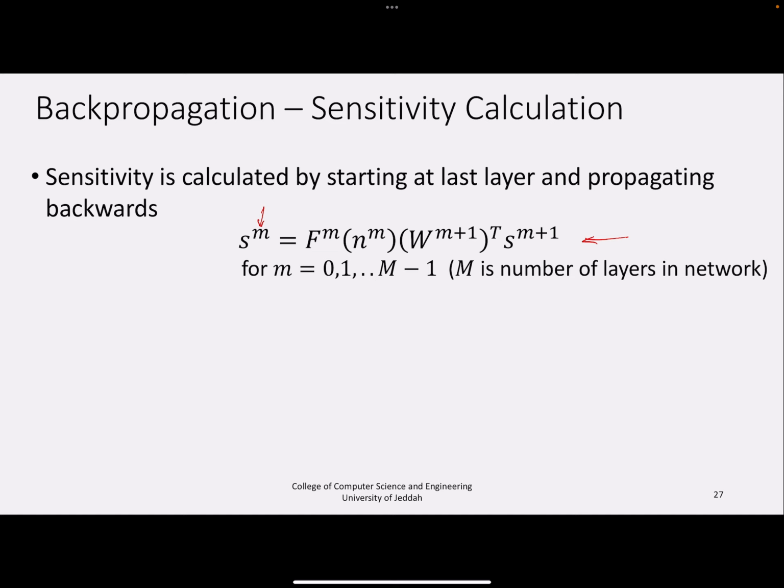And you can see that it depends on the sensitivity of the next layer. So if you're computing the sensitivity for some, let's say, layer number 2, in order to do that, you need to find the sensitivity for layer number 3 first. And you need to use the weights for layer number 3, the next layer.